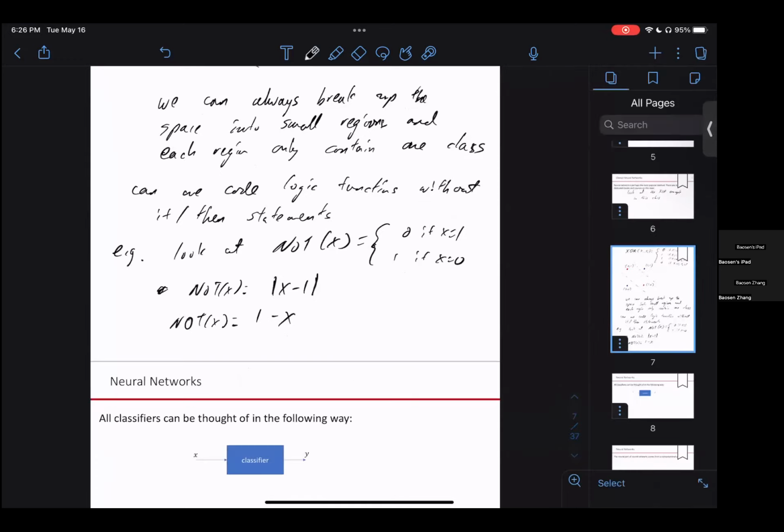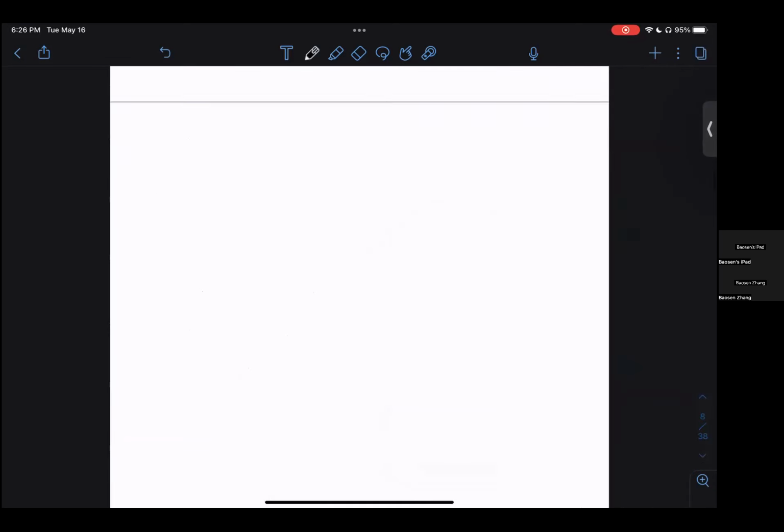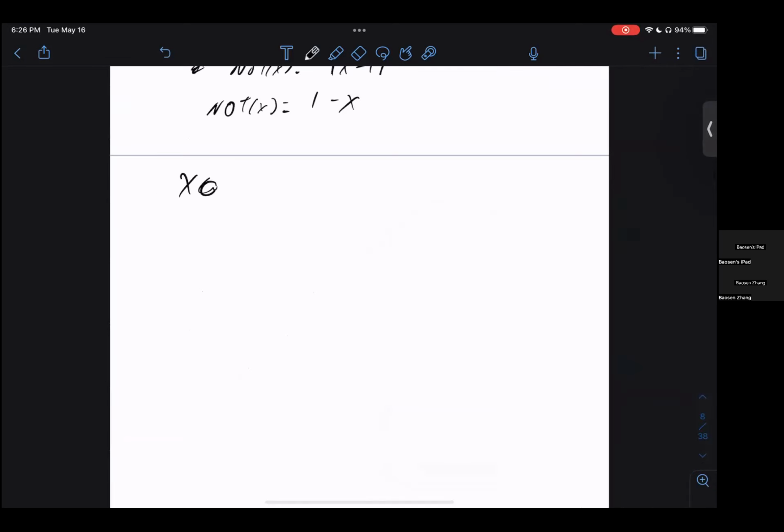Okay, so we did the not function. How about XOR? Again, this is 0 if x1 equals x2, and 1 otherwise. Any suggestions how you write this? Some function without this if-then? Can you write this?